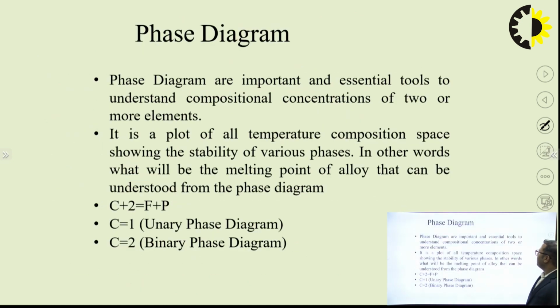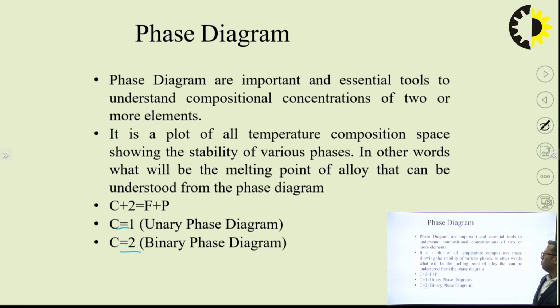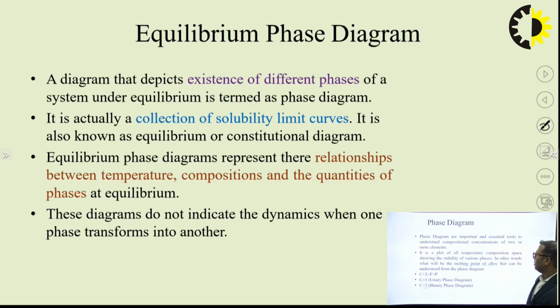So phase diagrams, we have already seen, are an important and essential tool to understand the compositional concentration of two or more elements. A phase diagram is actually drawn between the temperature and the chemical composition of the elements. For a unary phase diagram, the number of components should be 1, and for a binary phase diagram, the number of components should be 2. A phase diagram also shows the melting point of an alloy. So with the help of a phase diagram, we can find out the melting point of the alloy.